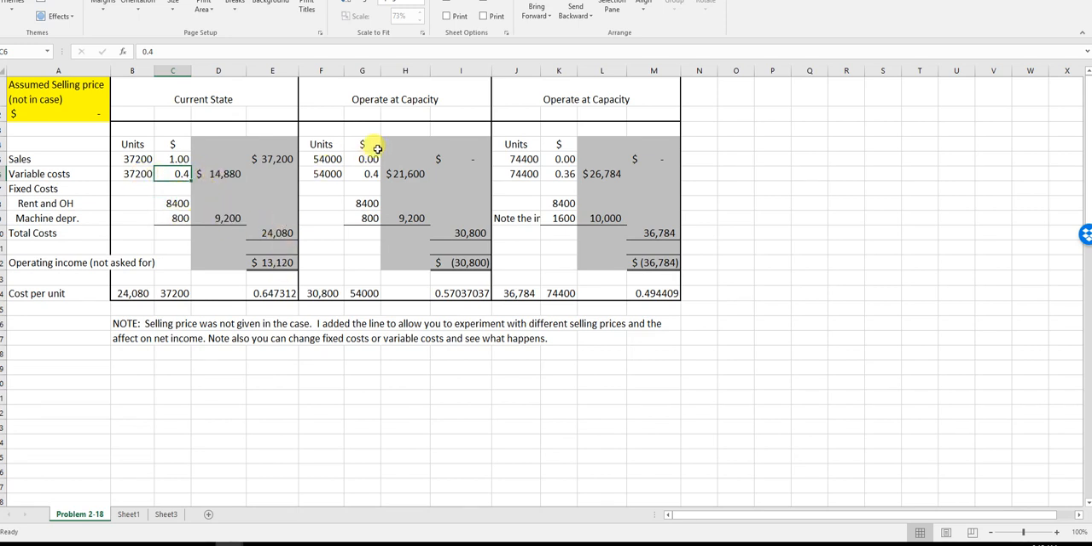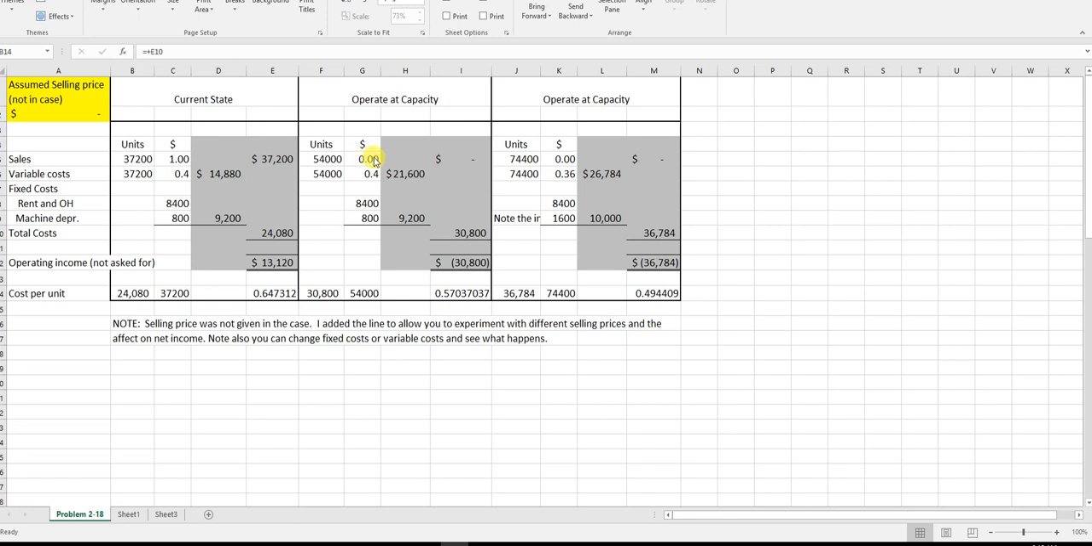I change this over here, and then I would have net income of 13,120. Notice it's not asked for. But the cost per unit is 24,080 divided by my 37.2. My cost per unit is 64 cents. Okay, so that could help me set my selling price. The selling price was not given in this case. I'm just going to add it as $1.